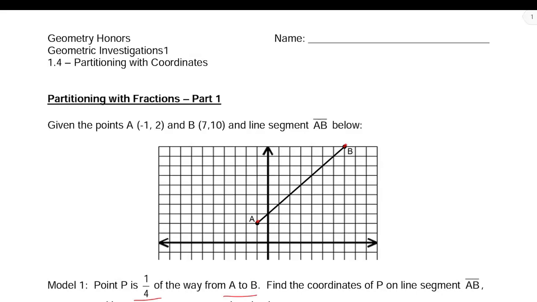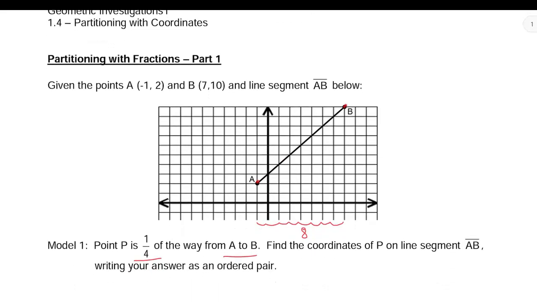So if I went horizontally, I'd go 1, 2, 3, 4, 5, 6, 7, 8. So horizontally speaking, those points are 8 units apart. So I could take 1/4 of 8, which is 2, and add that to the x-coordinate of A. Now A is at -1, 2. So I'm going to take -1 and add 2 to it, which gives me +1. So point P has a +1 x-coordinate. So point P is located here at the point 1, 4.